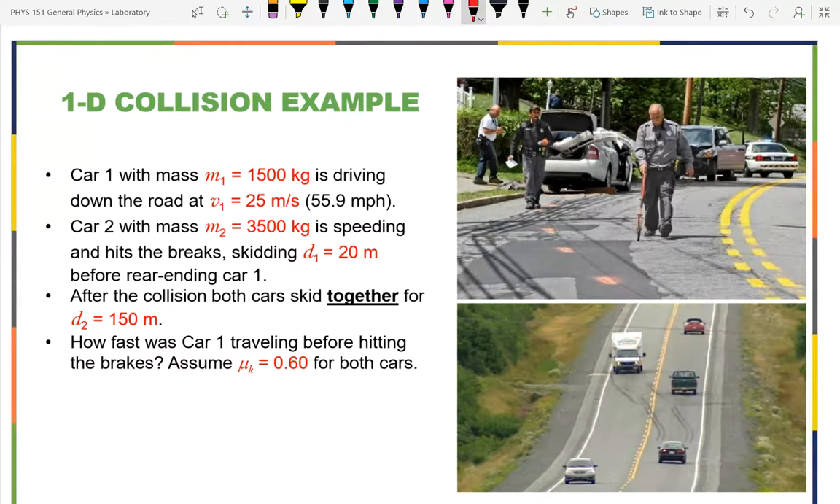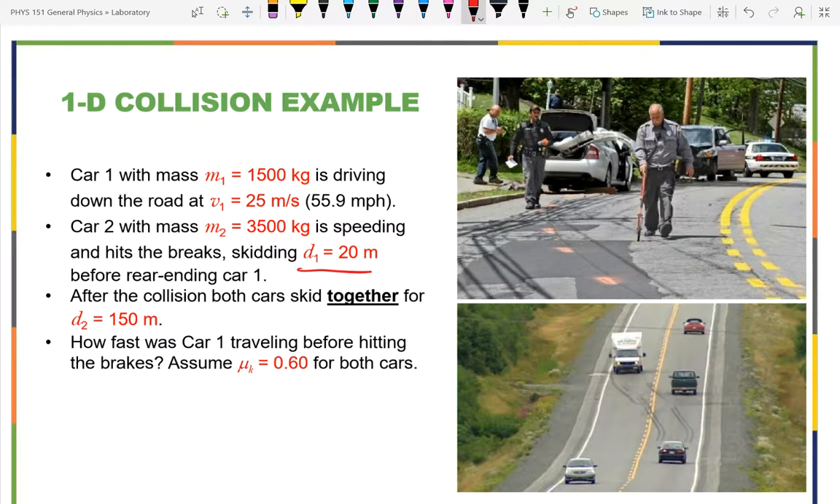So looking at the problem. Car 1, with a given mass, is driving down the road with an initial speed of basically 56 miles an hour. I put it in meters per second to make my life easy. Car 2, with this mass, is speeding and hits the brakes, skidding this far before rear-ending car 1. We're keeping our collisions one-dimensional. Two-dimensional collisions just add a little more sophistication, difficulty, if you will, to the solution. So we're keeping them one-dimensional.